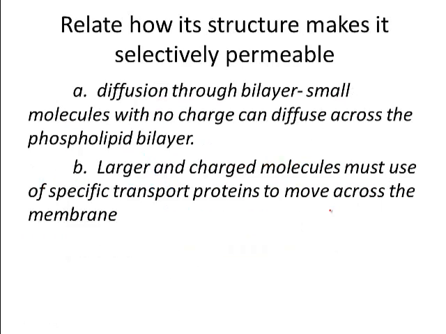How does the structure make it selectively permeable? Well, remember that only molecules that are small and have no charge can diffuse directly across those actual phospholipids. Okay? Anything that is larger or has a charge to it has to use specific transport proteins to get across the membrane. And so those transport proteins are also specific. They're only going to let certain things in. And so this is how the membrane makes itself selectively permeable, because only really small things with no charge can go right across the phospholipids. Anything else has to use specific transport proteins to get in and out of the cell.